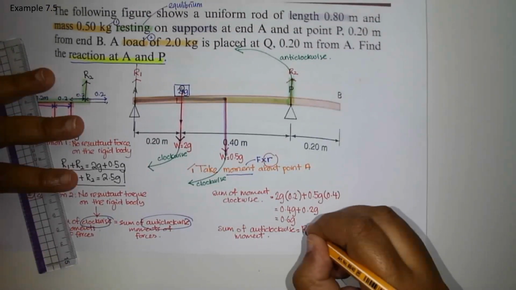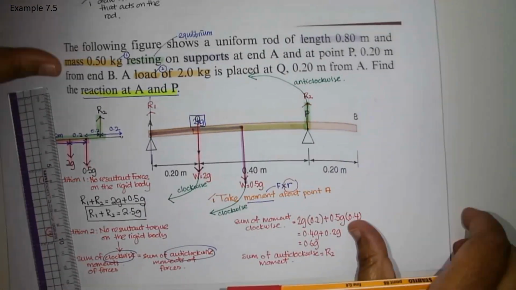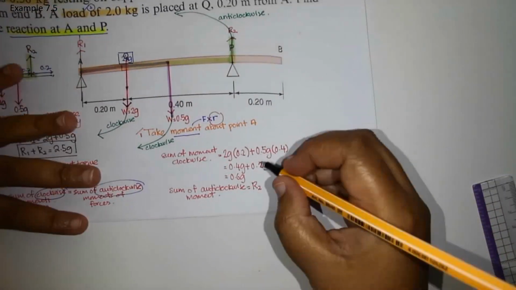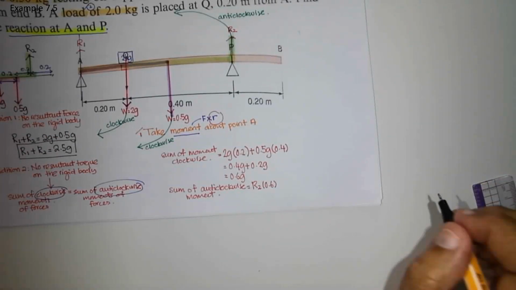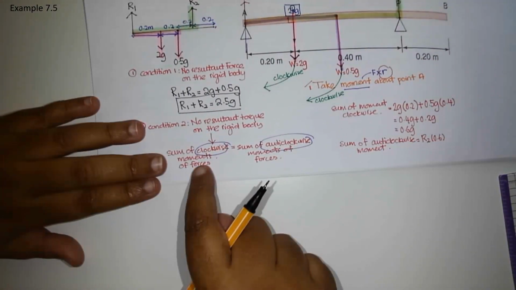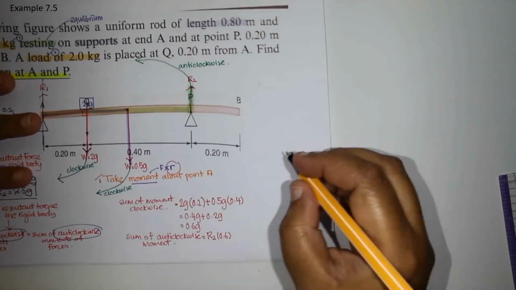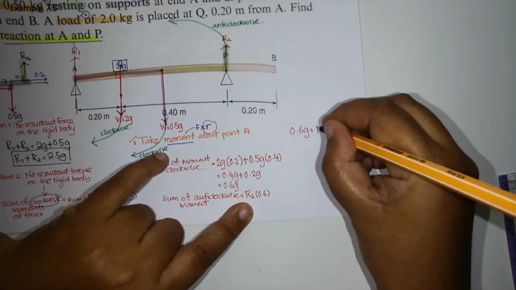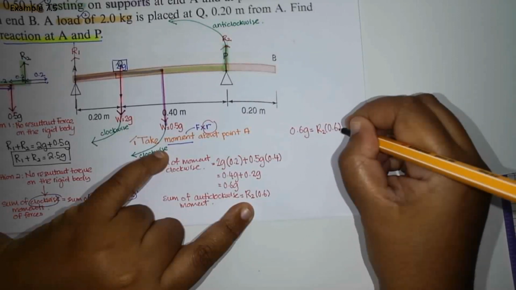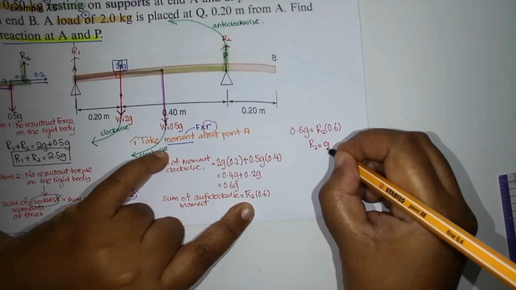R2, which I don't know yet, R2 times 0.6. The concept says the sum of clockwise moment equals the sum of anti-clockwise moment. So the sum of clockwise moment is 0.6g, and the sum of anti-clockwise moment is R2 times 0.6. So R2 is equal to g.